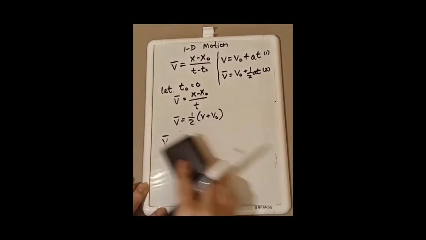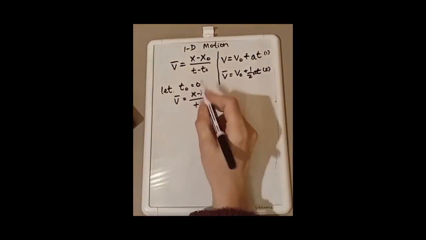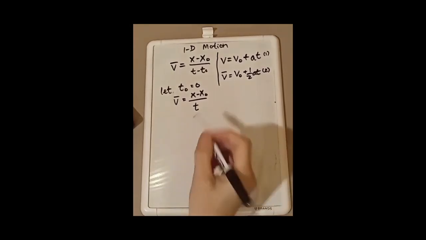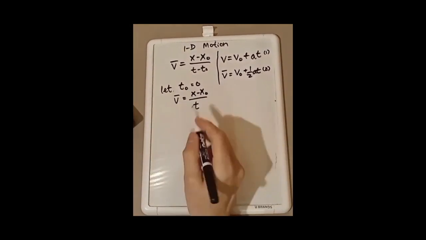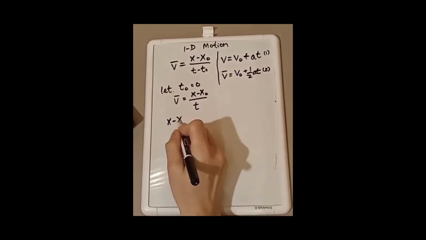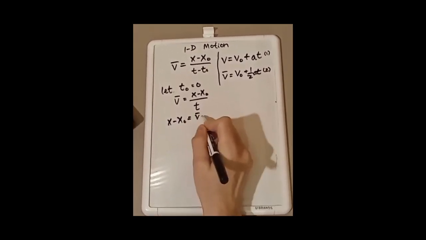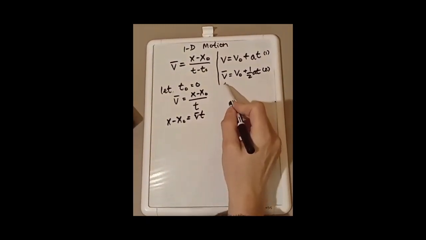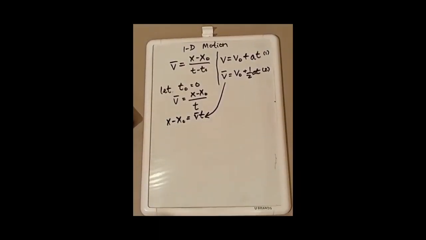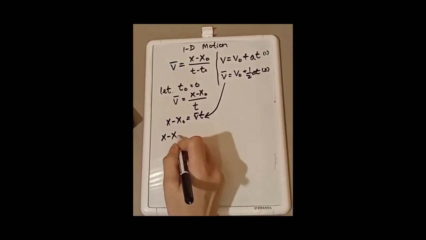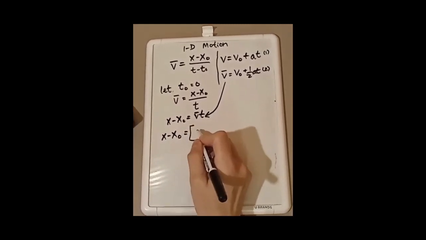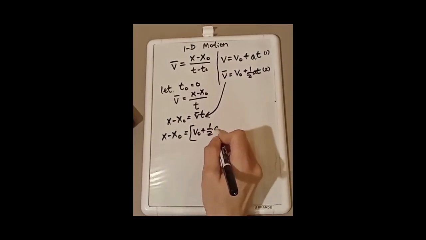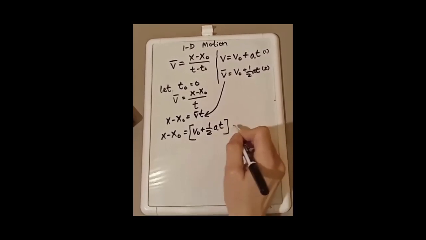Alright, so we're going to take our average velocity, but I'm going to write this average velocity equation in terms of x minus x naught, because I don't want to deal with that denominator of t. So x minus x naught is equal to average velocity, our v bar, times t. So now we can take our equation 2 with this v bar and substitute that into that equation there. So x minus x naught is equal to, again, our average velocity was v naught plus 1/2 at, and then times t.